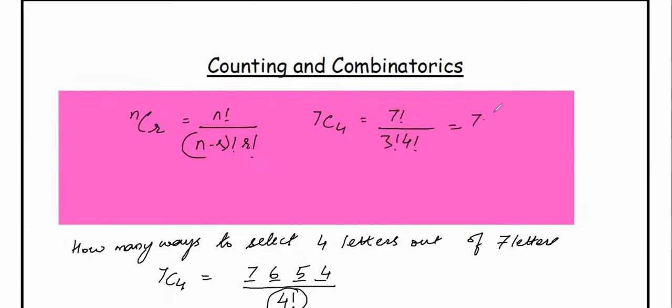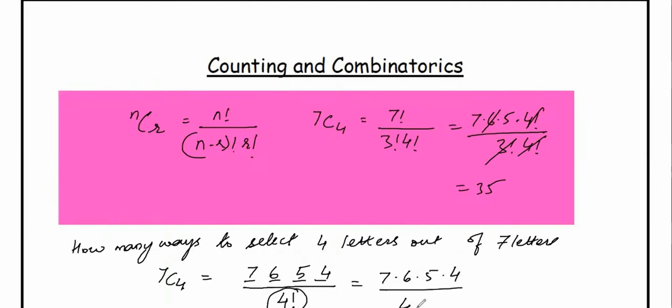If I were to simplify this, it will be 7 into 6 into 5 into 4 factorial upon 3 factorial and 4 factorial. 3 factorial goes with 6 because 3 factorial is 6. I got 35 as an outcome. And the dash method is 7, 6, 5, 4 upon 4 factorial. So let's work this out: 7 into 6 into 5 into 4 upon 4 into 3 factorial. 4 and 4 go. 3 factorial goes with 6. So you get 35 outcomes.